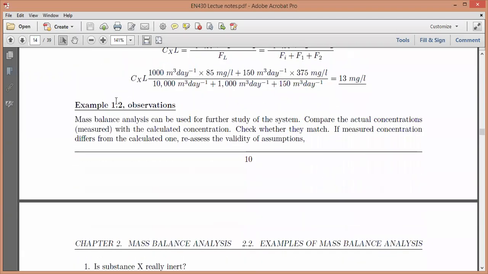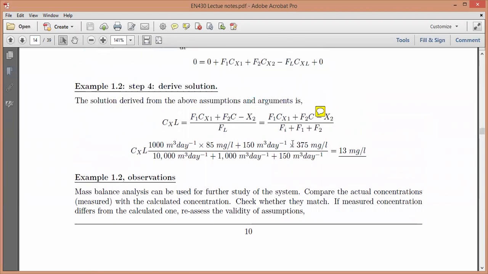So let's look at this here. Observations. Mass balance analysis can be used for further study of the system. Compare the actual concentrations measured with the calculated concentrations. Check whether they match. If the measured concentration differs from the calculated one, reassess the validity of the assumption. So what they're trying to tell us is that you can also simply get the outlet concentration, isn't it? You can measure it. And if you find that it matches this one, you still get 13.